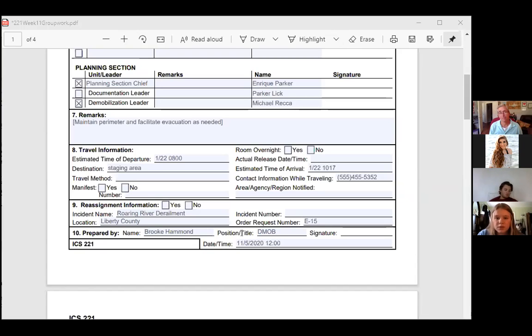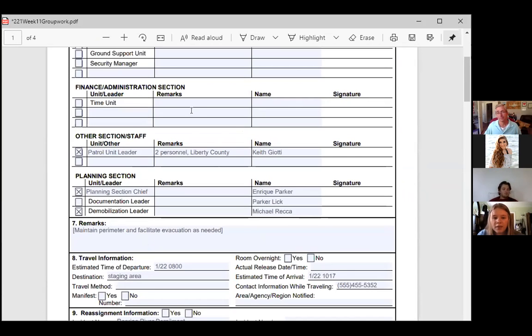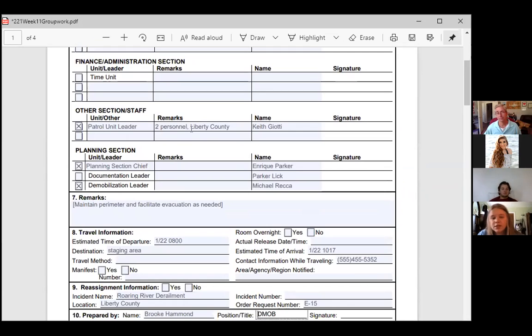Should be this one. Yes, this is the patrol unit one for E15. Again, it's the Roaring River train derailment, the same date and time. For this one, I added in that it's 2 personnel and that it's Liberty County, and Keith Giotti is the name of the patrol unit leader. So I also added in his phone number so that there's some contact information for him.